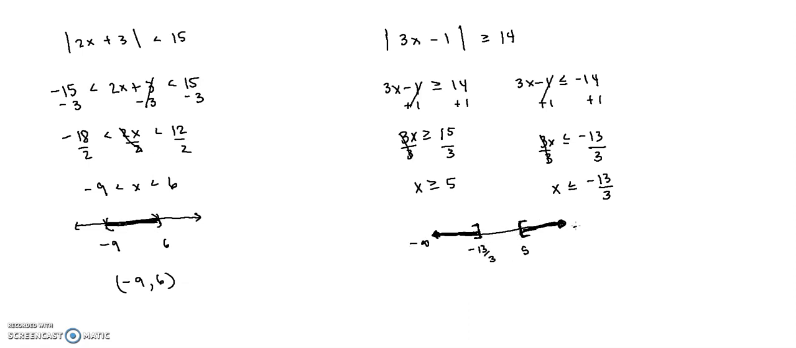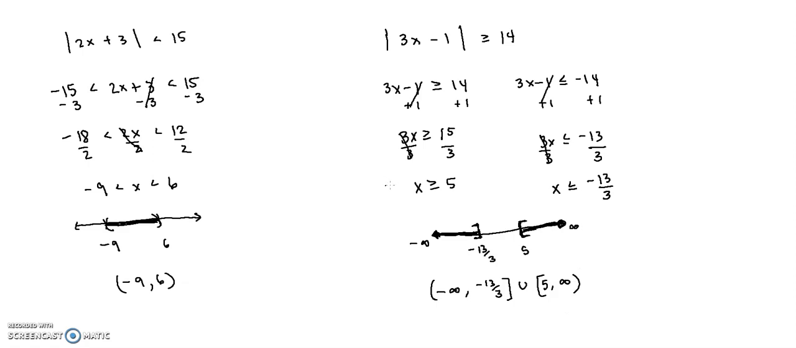So our interval for this one, going from left to right, always important: negative infinity to negative 13 over 3, not included at infinity, is included at negative 13 over 3. And then we also have 5 to infinity, included at 5, never included at infinity.